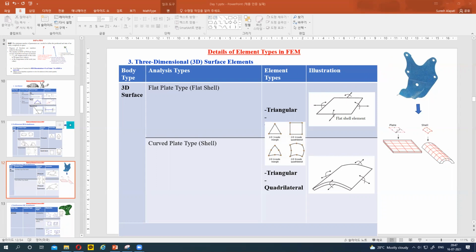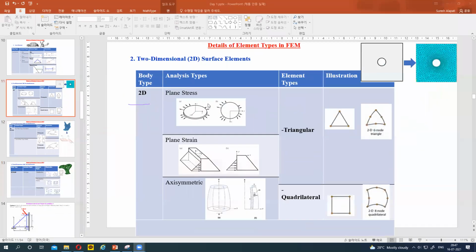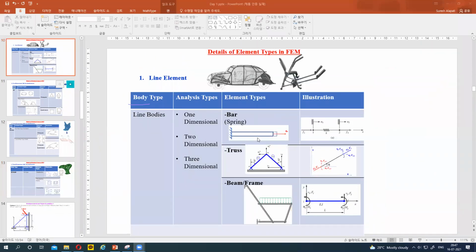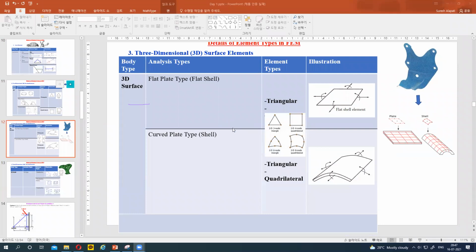So this is a plate element. Plate element means flat bodies, shell element means round bodies. Here also the element types are the same, quadrilateral and triangular elements. So those are the different types of elements for 3D surface bodies. And finally, the ultimate one is the 3D solid body. In all cases, you can also consider a 3D solid body.